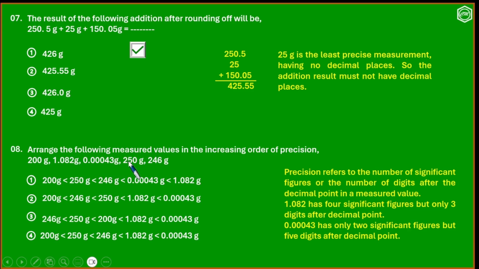And we know this is the least precise value. And next comes 250, only 2 significant figures. Then 246, 3 significant figures. So in these cases, we count the significant figures. Now come to these two decimal places, and 0.0043 has more decimal places, while here it is only 3 decimal places. So this is the correct order of precision. So the answer should be this one.